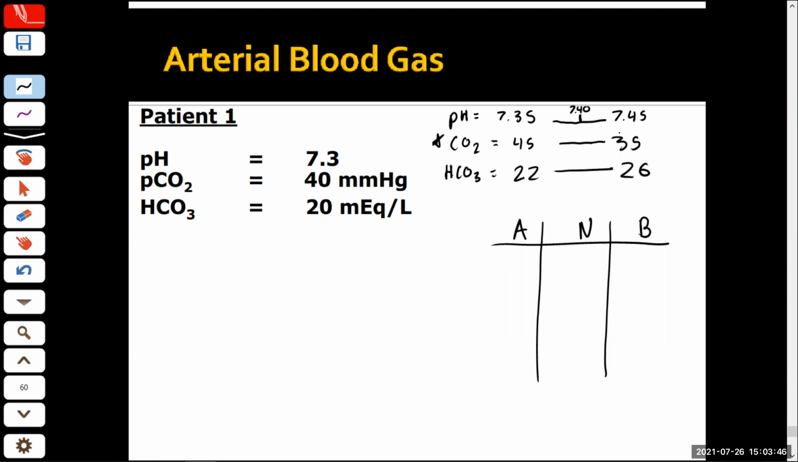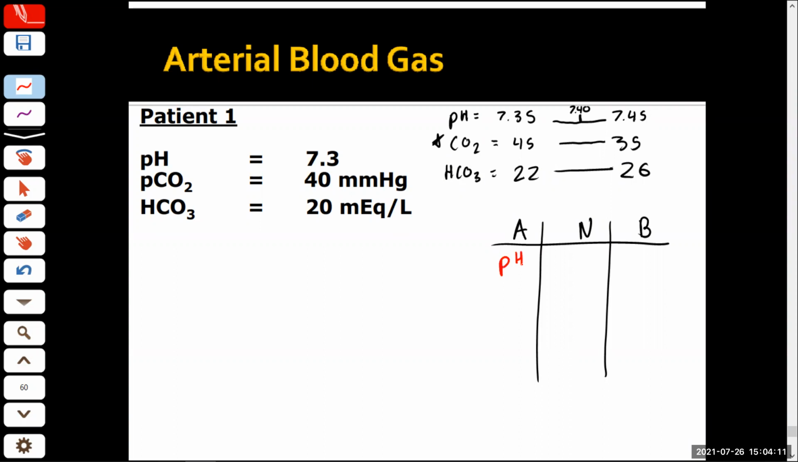Now we start sorting out values. Let's start with pH. pH is 7.3. Is 7.3 within range? No. Is it to the left or to the right? Therefore, does it belong in the acid column? Yeah, there you go. So pH is going to go right into the acid column.